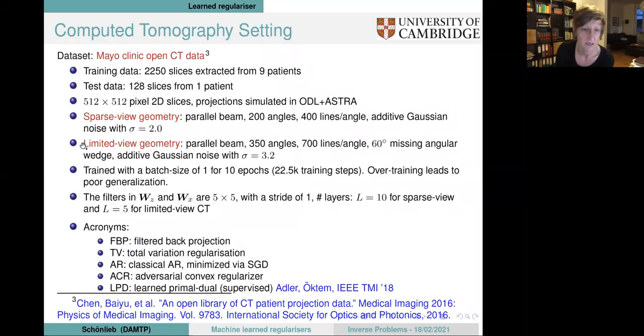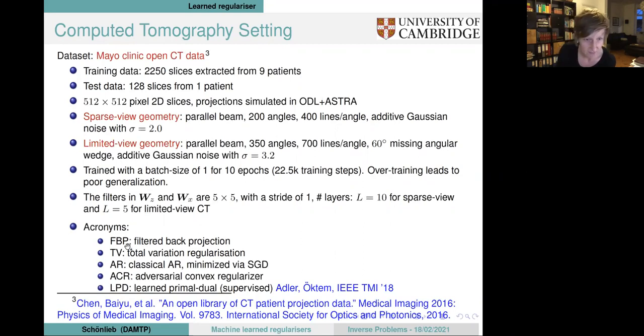And then here, this is something that Zek did mainly, is limited view. So here you really have a whole wedge of angles missing. Okay, so 60 degrees of missing angles.